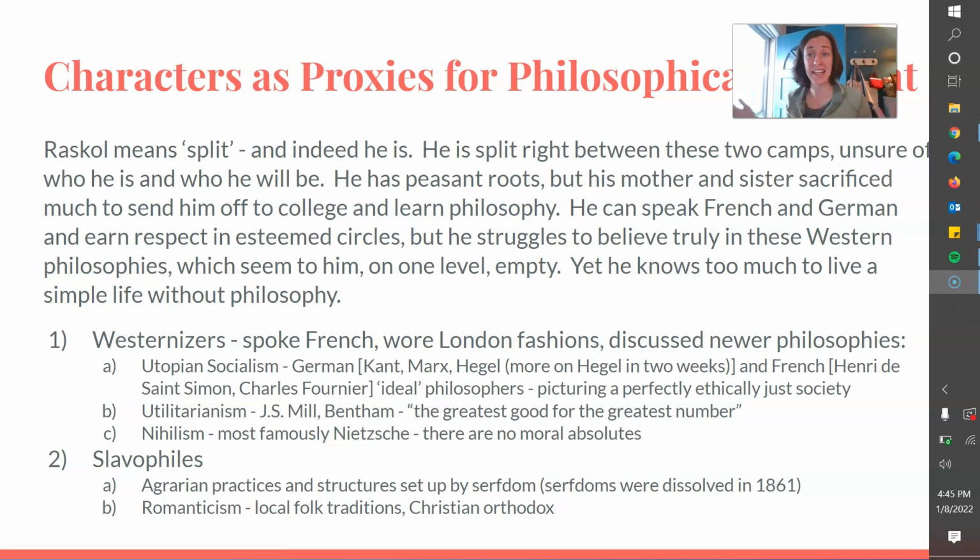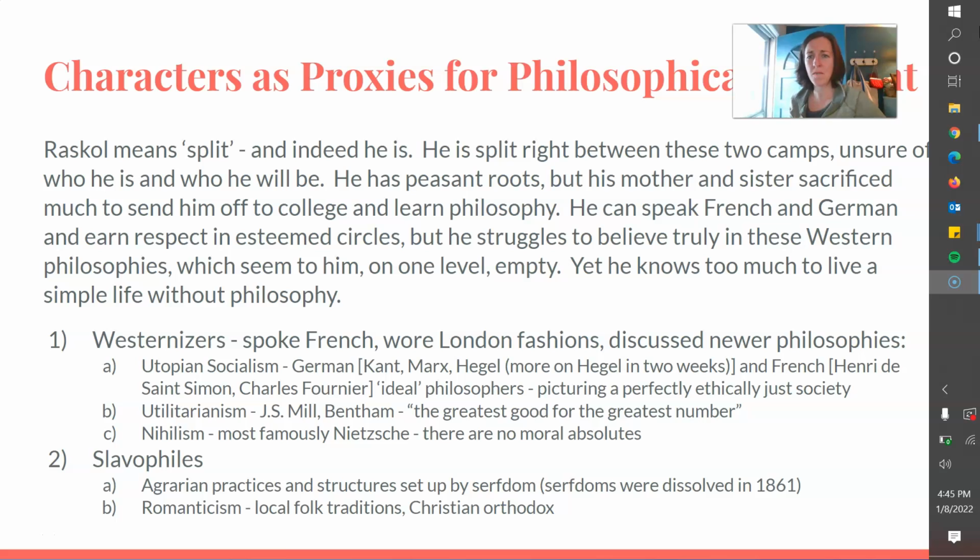All right, so Raskol actually means split. It's like if you were an English character, they named him Mr. Split. And he is split. He's split right between these two camps, and he's even split within them, unsure of who he is and who he wants to be. He has peasant roots, but his mother and his sisters sacrificed so much to send him off to university so he could learn philosophy, so he could learn law.